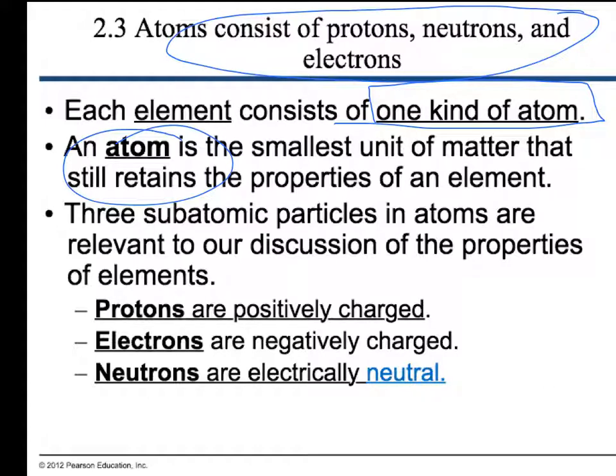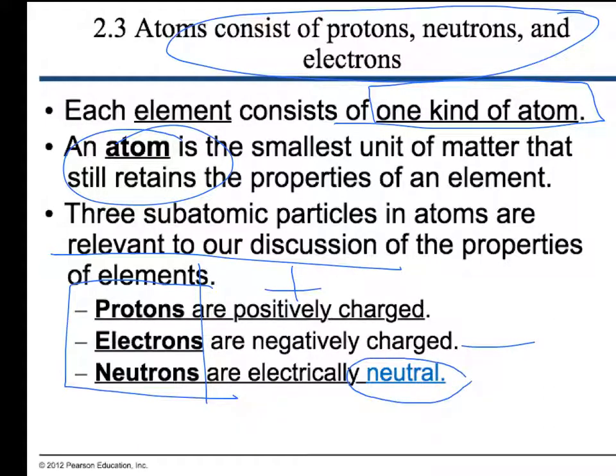There are 3 subatomic particles in atoms that are relevant. We're not going to talk about what we could break down a subatomic particle into because we could go on and on and on. But we're going to talk about our protons, electrons, and neutrons. You need to know that protons are positively charged, electrons are negatively charged, and neutrons are neutral. They have no charge.